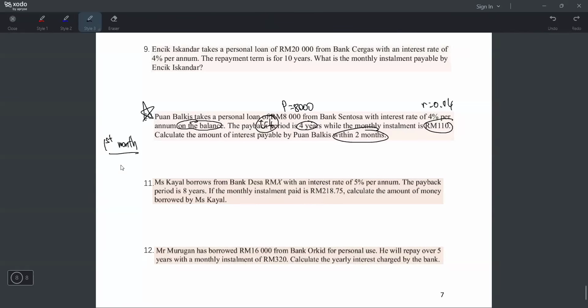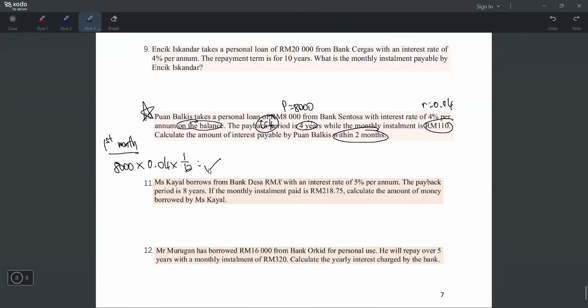The first thing is you have to do PRT, so the interest: 8,000 times the R 0.04, but you cannot times 4. You have to times 1/12. Because I told you, for questions that say on the balance, you have to calculate month by month. T is in years, but years converted to months is 1/12, because you want to find 1 month. That's why it's 1/12.